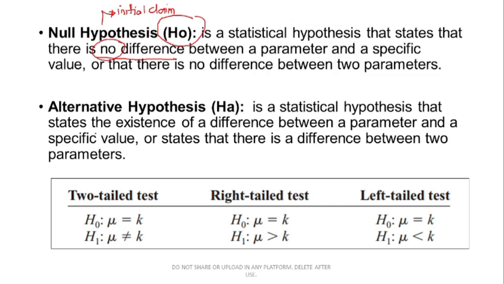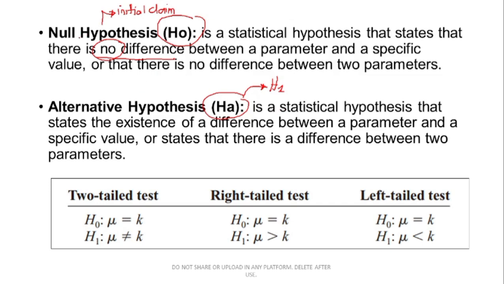Next, alternative hypothesis. It is a statistical hypothesis that states the existence of a difference between a parameter and a specific value, or states that there is a difference between two parameters. So kapag alternative hypothesis naman, it is denoted as HA. Pero sa mga ibang book, it is also denoted as H1, ganyan. It contradicts the null hypothesis. It is contrary to the null hypothesis.